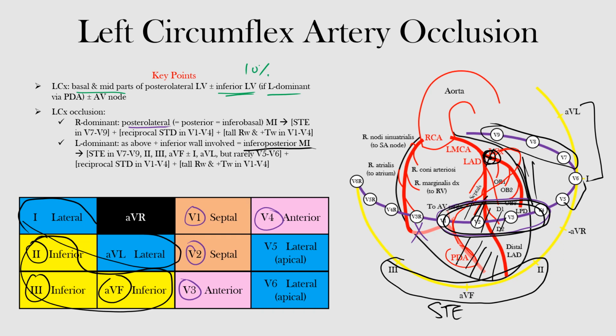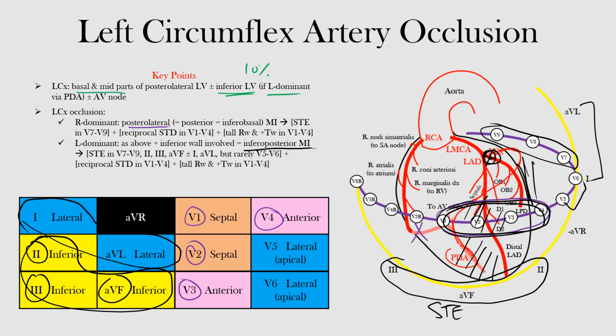Now, if you have a left circumflex occlusion in a normal right dominant patient, you'll have posterolateral involvement. So that posterolateral wall will be affected. In such cases, you'll see ST elevation in V7 through V9, reciprocal changes with ST depression in V1 through V4, the tall R waves, and the positive T waves in V1 through V4, those anterior leads.